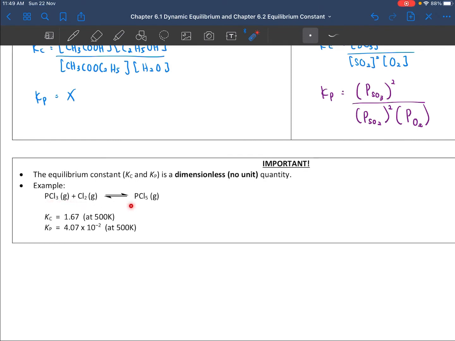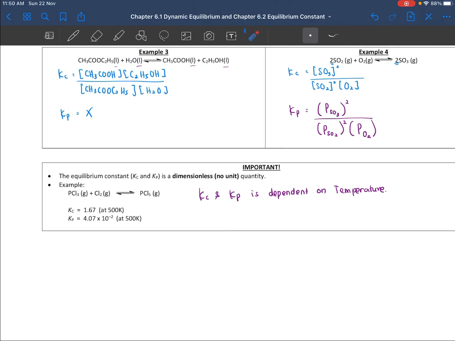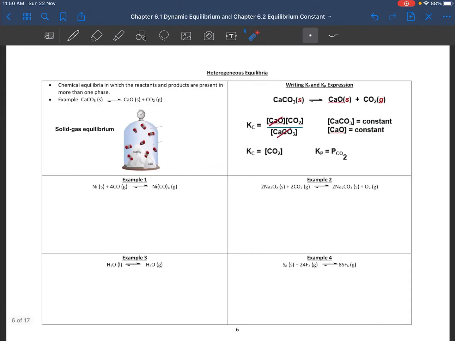Okay, so let's say you are given an equation like this, and the value of KC is 1.67. So just 1.67. And as you can see, there is a temperature here, so I gave extra information. Actually, the values of KC and KP depend on temperature. This is important, you will learn about it later. The values of KC and KP will not change unless the temperature changes. If the reaction is carried out at a different temperature, then KC and KP will change. But if only the concentration or pressure changes while the temperature stays the same, the values of KC and KP will still be the same. Alright, so next we will look at how to write the KC and KP equations for heterogeneous equilibria.